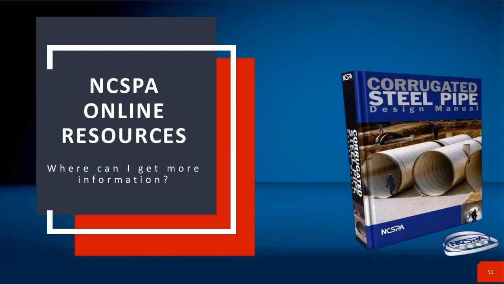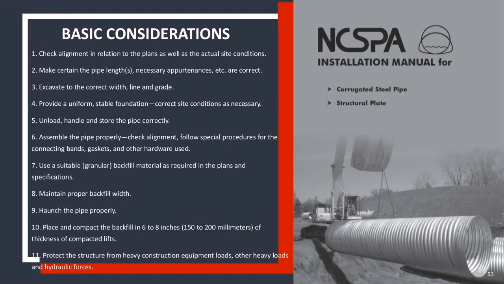Now, more information certainly is available on the website. As we've talked about a couple of times already, we have the design manual available, but in particular, one last thing really to point out is the installation manual. So this covers steel pipe and structural plate. Basic considerations, it breaks it down into an 11-part procedure. You can run through that here. I'm not going to go through it again. This is available as a free download from the NCSPA website. If you go under technical resources, you can find it there.